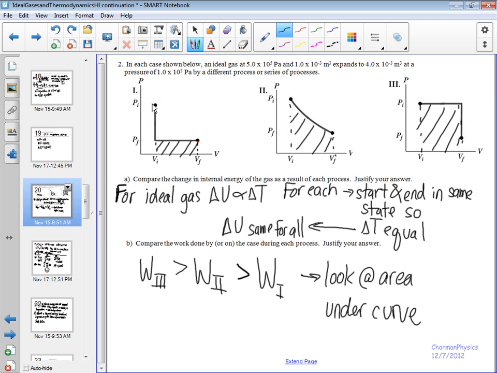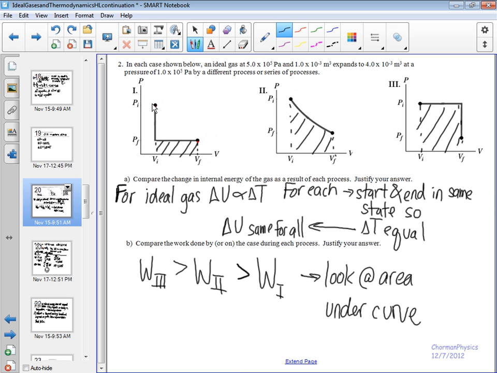So the next question then is compare the work done by or on the gas in each process, and then justify our answer. Well, we've got to look at the area under the curve. That's our definition of work: the work done by a gas is equal to the integral of the pressure with respect to volume. And when we look at each of these curves, we see that the greatest area exists under curve 3, and then curve 2, and then curve 1. So in curve 3, we get the most work done, which is an isobaric followed by an isochoric process.